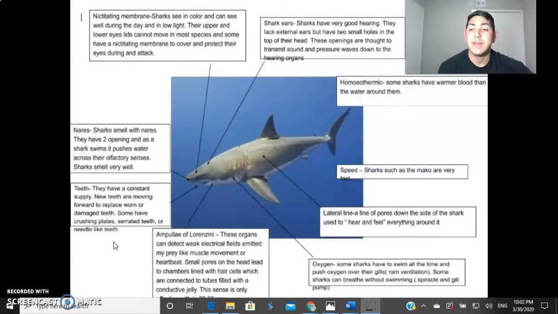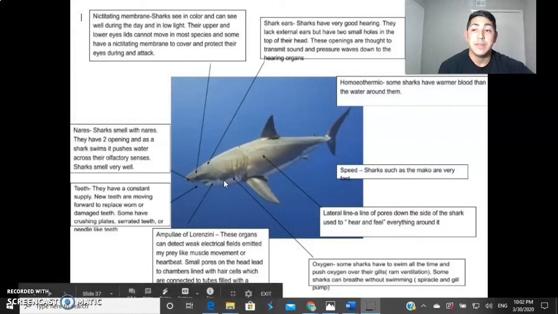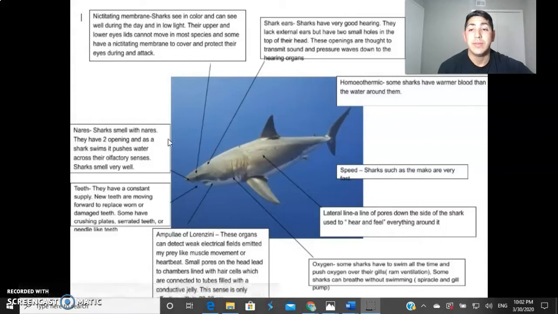Their teeth, they have a constant supply of new teeth that are moving forward to replace worn and damaged teeth, and some have crushing plates, some have serrated teeth, and others have needle-like teeth. Sharks have nares that they use to smell with. They have two openings, and as a shark swims, it pushes water across their olfactory senses, that's their smelling senses, and they smell very well.